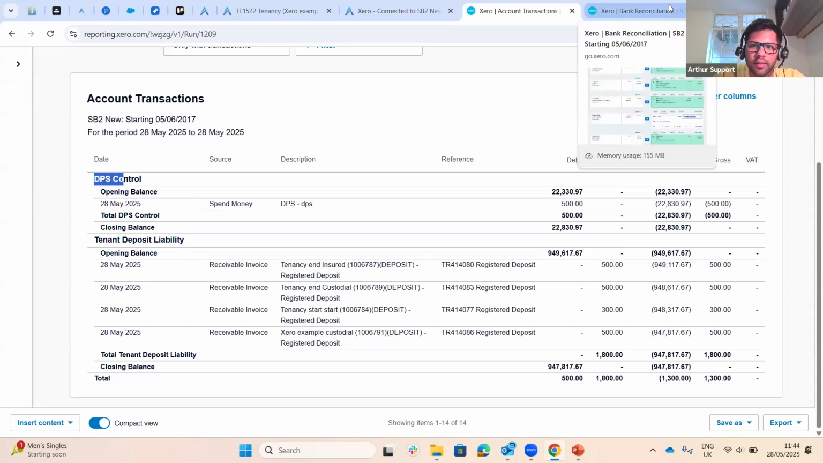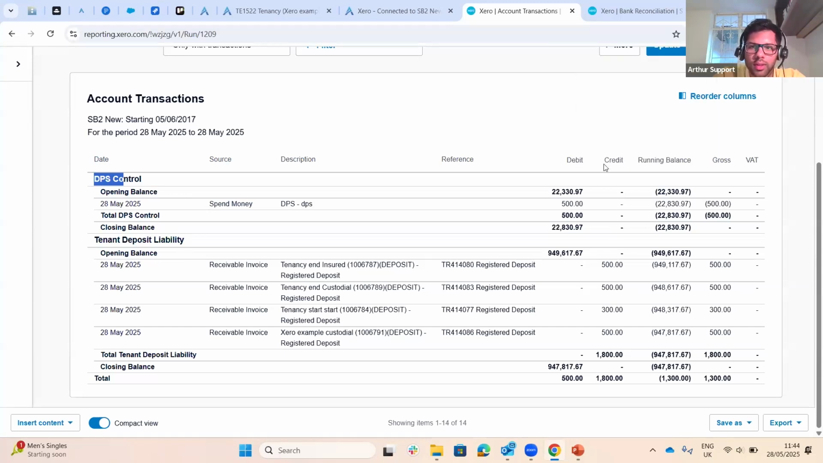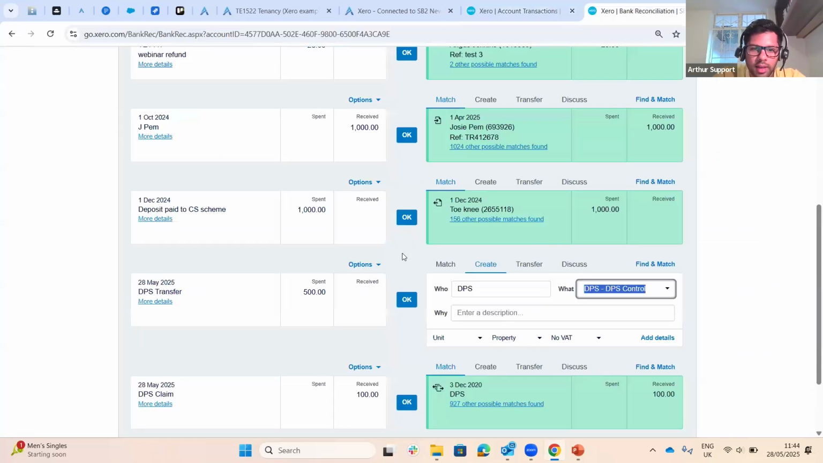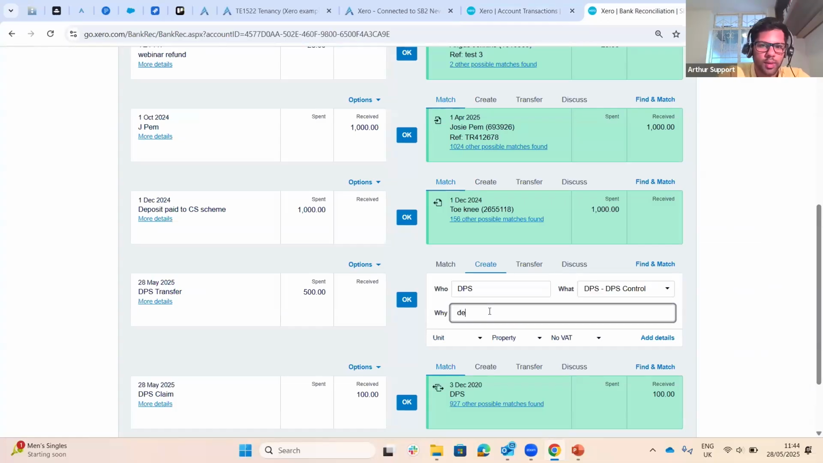So once you transfer that £500 to the DPS, we'll go ahead and reconcile this. Always choose that DPS control account. You can put a description, deposit for, and you can write the tenant's name in here.